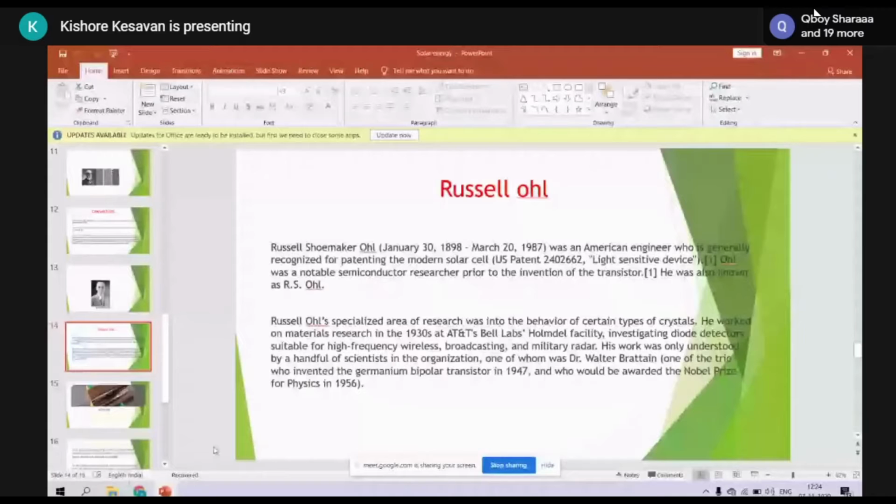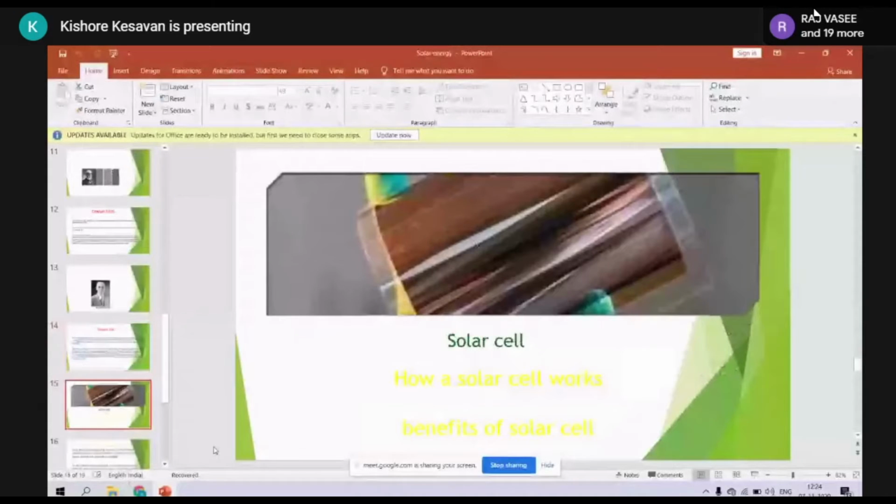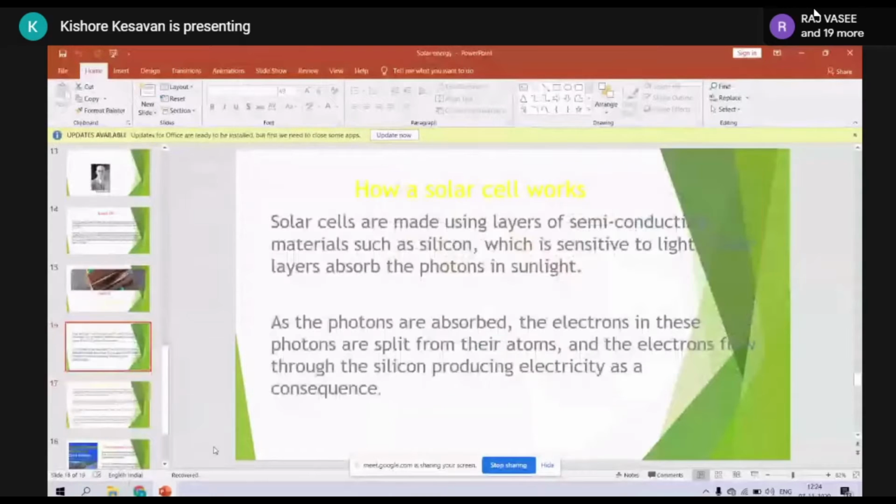Solar cell. How a solar cell works. Solar cells are made using layers of semiconducting material such as silicon, which is sensitive to light. These layers absorb the photons in sunlight. As the photons are absorbed, electrons are split from their atoms, and the electrons flow through the silicon, producing electricity.